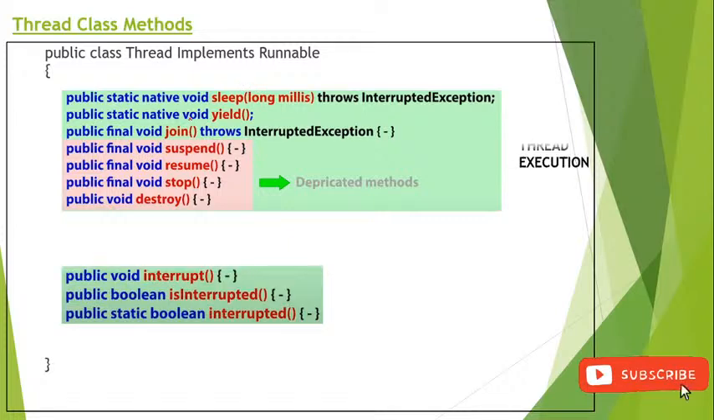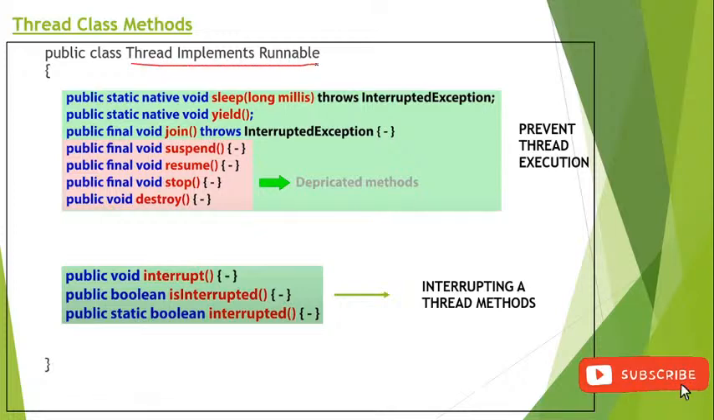These are all the thread execution methods, and below that we have interrupt, isInterrupted, and interrupted methods. This is called the interrupting a thread methods. So these are all the methods which are present inside the Thread class. Thread is internally implementing the Runnable interface.